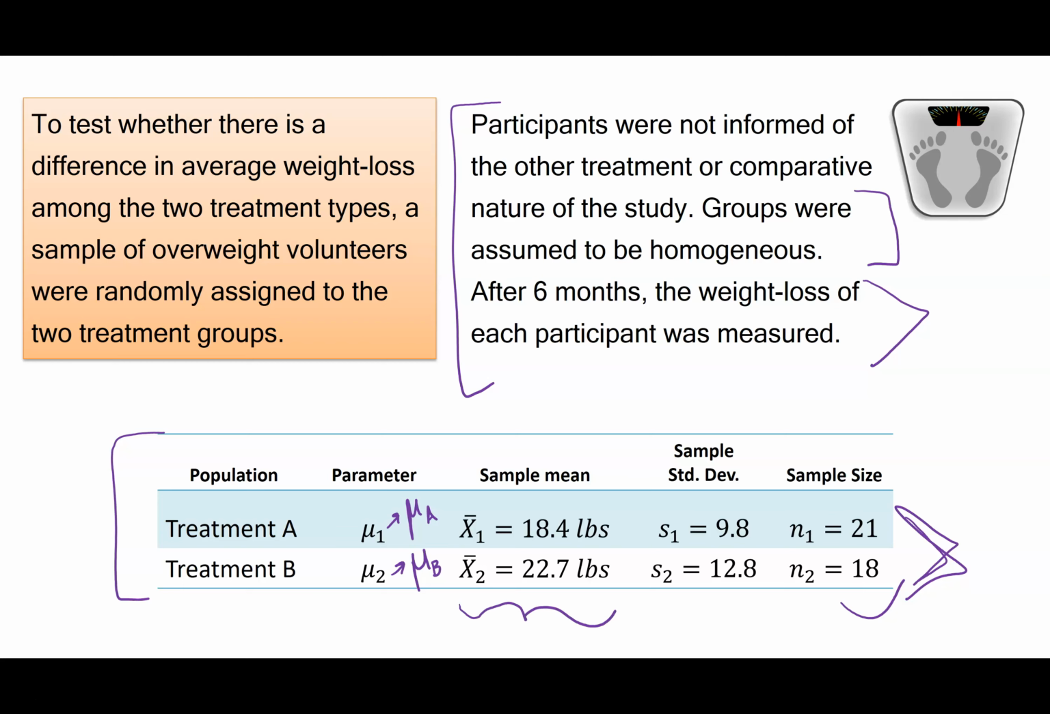There's the sample mean for both. It looks like it was a US study. It's in pounds. Standard deviations, those are also in pounds, but we tend to be less particular about the standard deviations having their units. And then the sample sizes. And as you can see, they don't have equal sample sizes, and that's okay. That's not too big of a deal. It's a big deal if one's way smaller than the other, but this is fine.